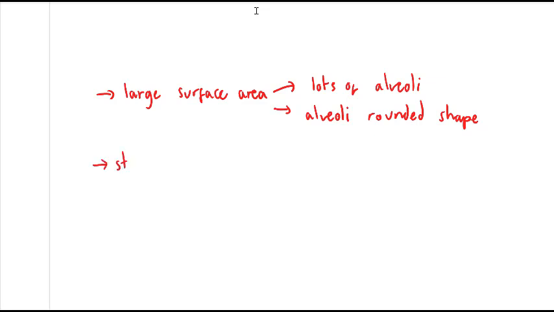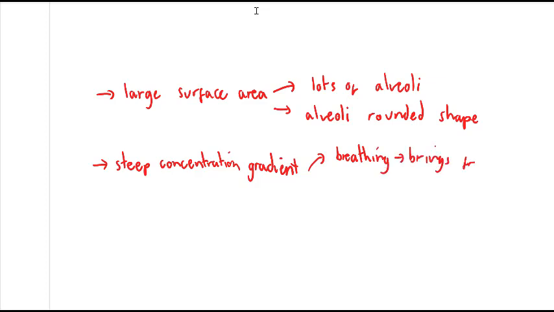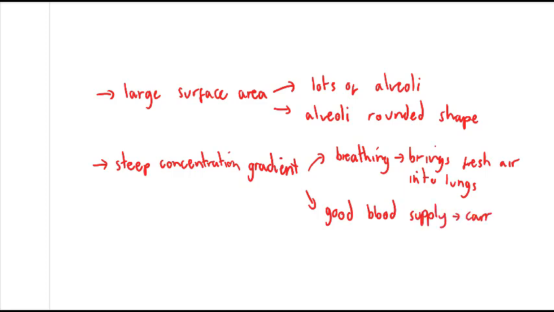There is a steep concentration gradient. And the reason for this is, first of all, breathing, which brings fresh air into the lungs. And second of all, there is a good blood supply. And that's important because it carries oxygen away, so there is always a low concentration of oxygen in the blood.